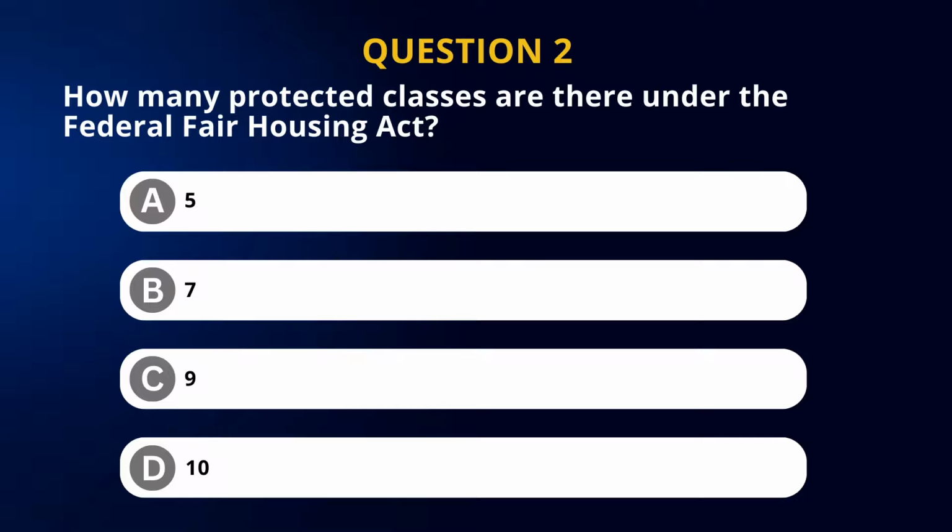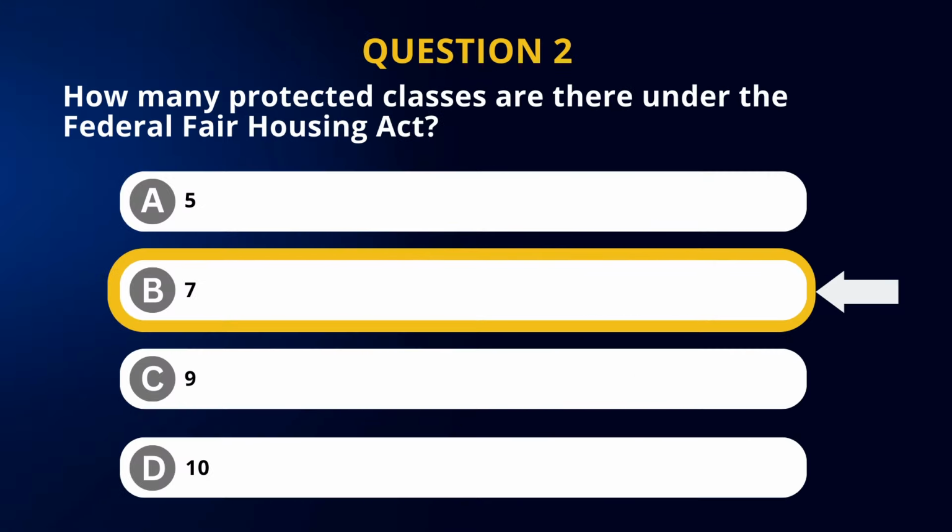And the answer is letter B, 7. Okay, so there are 7 protected classes: race, color, religion, national origin, sex, familial status, and disability. Remember those 7? And remember in the previous question, we looked at the expansion of the interpretation of what certain protected classes were.